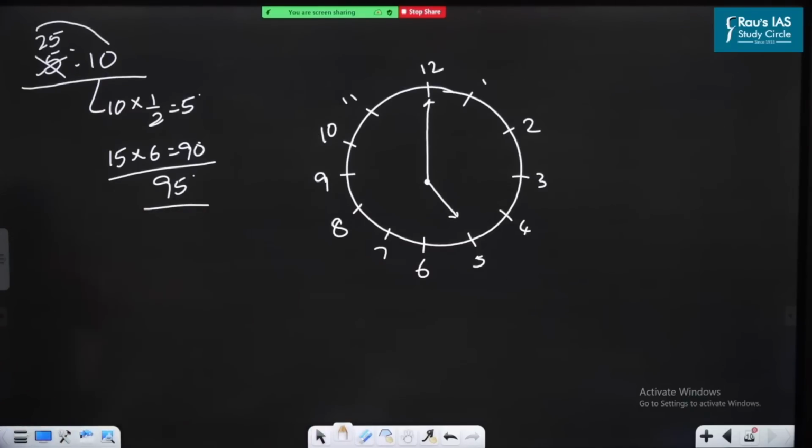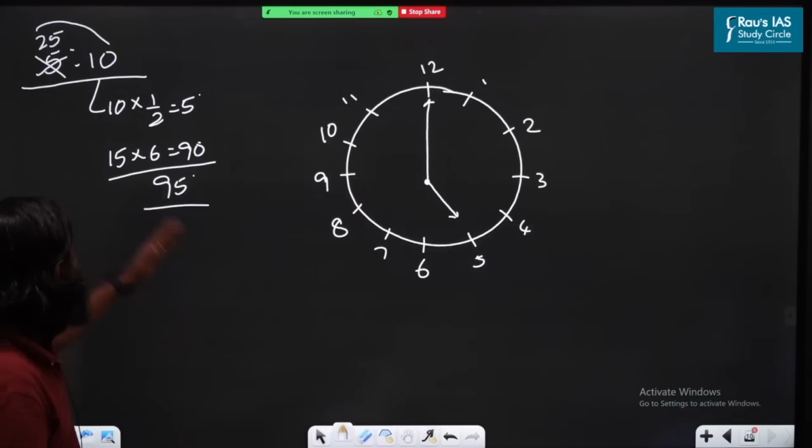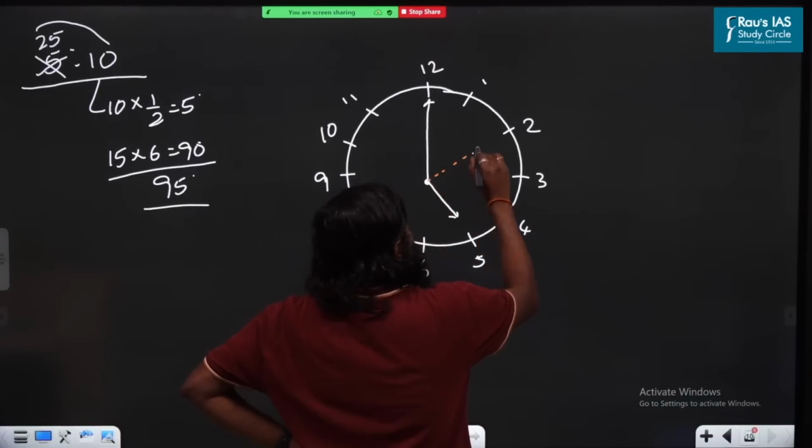See the diagram. What is the time now? Where is our hand? Exactly pointing towards 5. Do you understand? What time is asked? 5:10. Okay, boss. This is the position at 5:10.